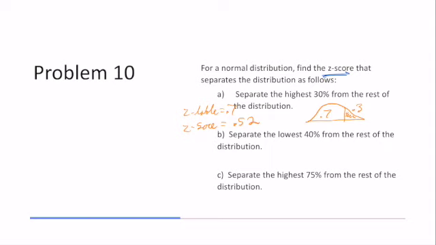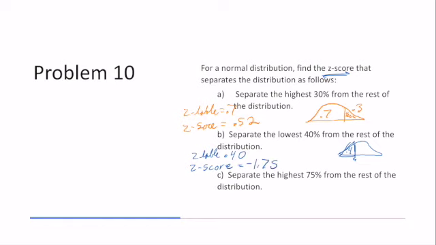Next, I want to separate, let's change color, I want to separate the lower 40%. Okay, I want a z-score associated with separating the lower 40%. That would just be this area right here, right? That gives me a z-table value of 0.40. I take that to my z-table. I find that area relates to a z-score of negative 1.75.